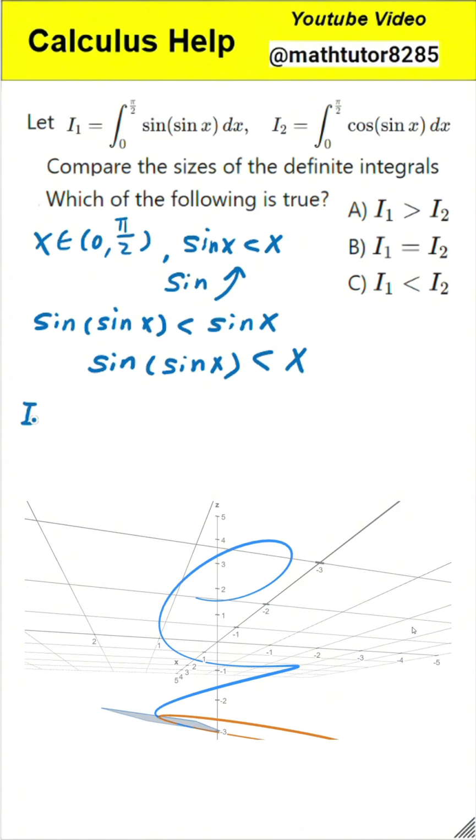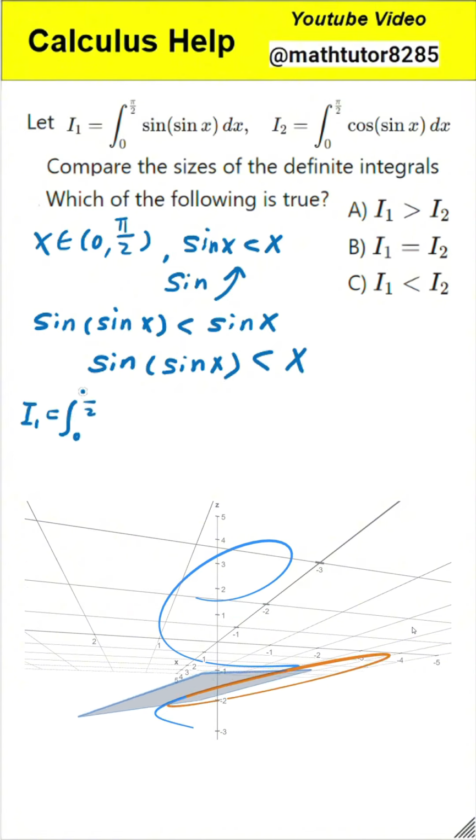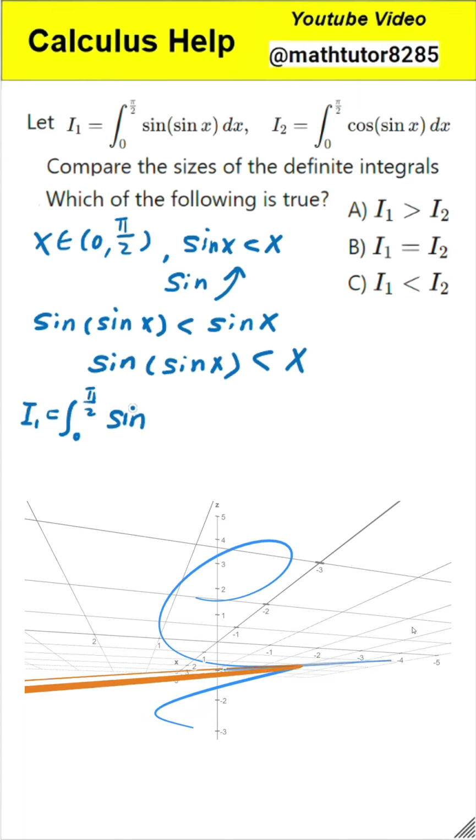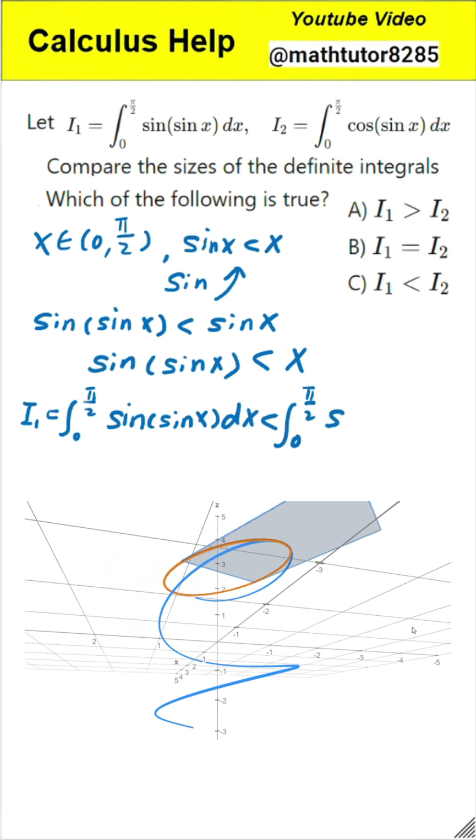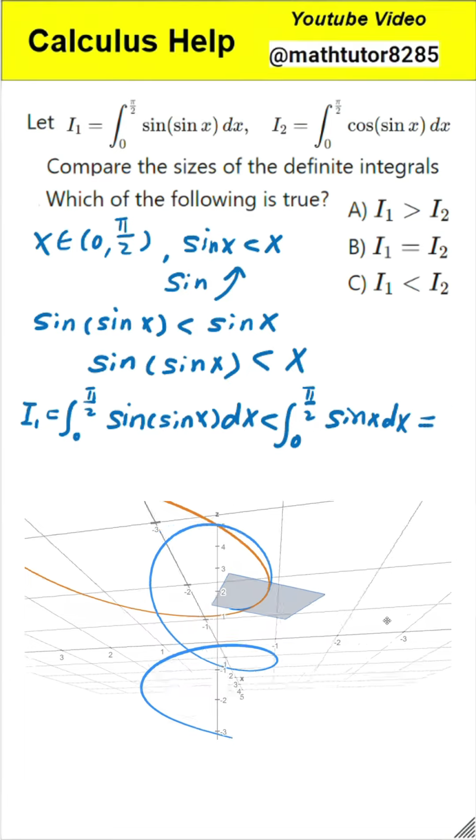Now, if we integrate sine of sine of x over the interval from 0 to pi over 2, we get a value that must be less than the integral of sine of x over that same interval. But the integral of sine of x from 0 to pi over 2 is exactly 1. So we conclude that I1 is less than 1.